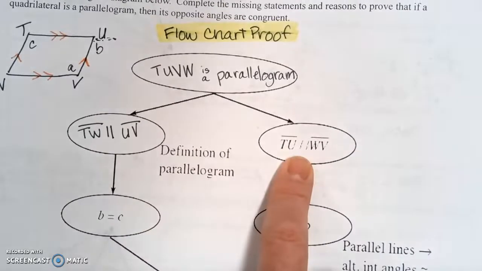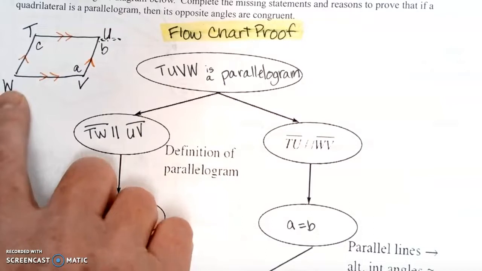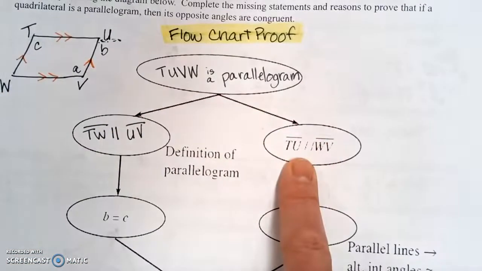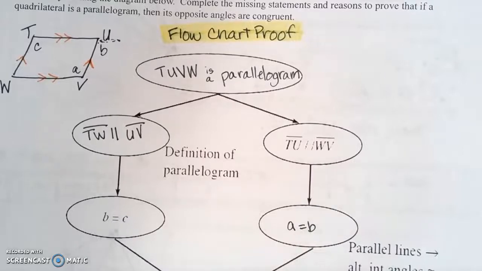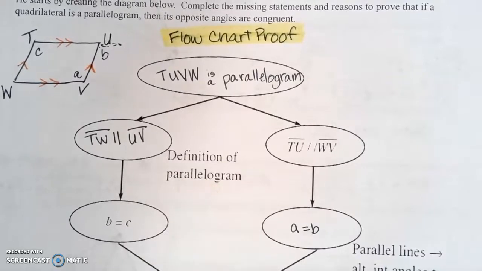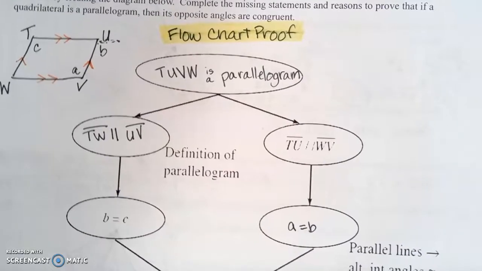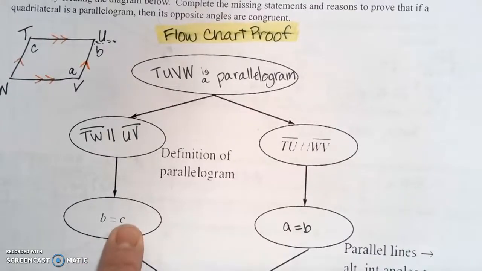The other one that they give us is the top and the bottom. So TU and WV are also parallel for the same reason. And that reason is that it's part of the definition. It's part of the word parallelogram that you're going to have parallel items. Okay? Then we're going to see that B and C are equal to each other.